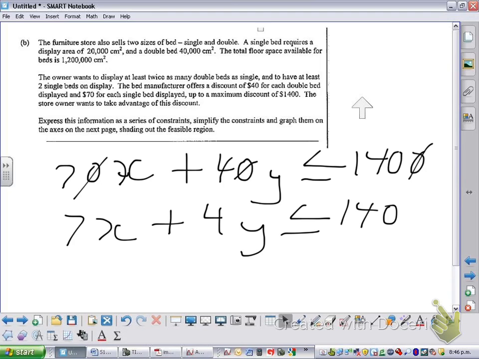And so these are all the constraints. We've got them all down. Express this information as a series of constraints, simplify the constraints, and graph them on a set of axes, shading out the feasible regions. I am not going to go through that whole process again. I've just shown you how to do feasible regions and graph these things. This is your turn to do that now.